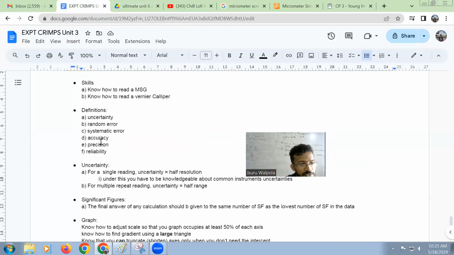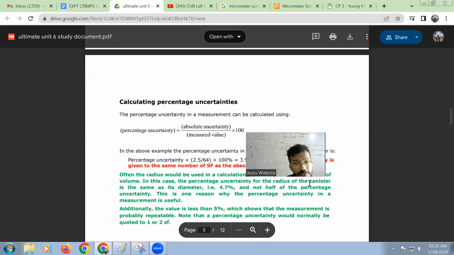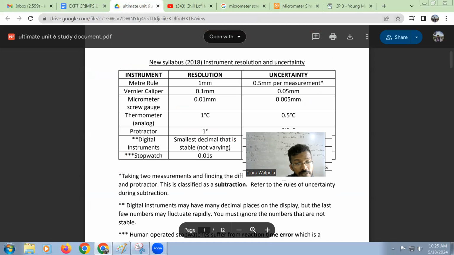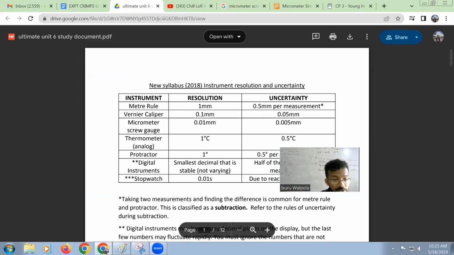You should know these definitions so that your mind works properly. You should definitely know what is uncertainty, and in fact, you should know how to calculate uncertainty for a single reading using uncertainty equals half resolution. For that, you will need what is on the first page of the study document. These are the common instruments, their resolutions and their uncertainty. You will find that the uncertainty is always half of the resolution, right?